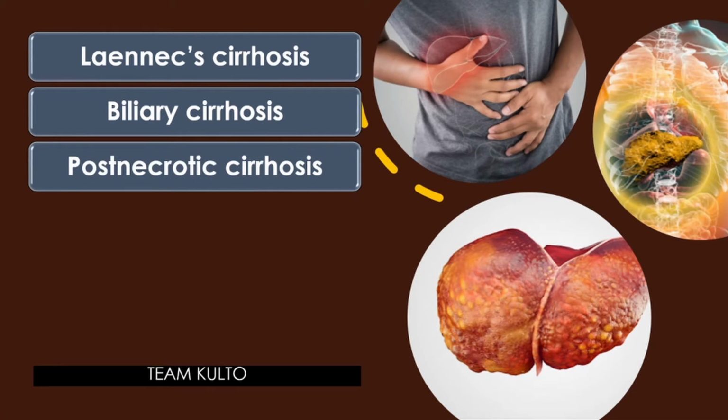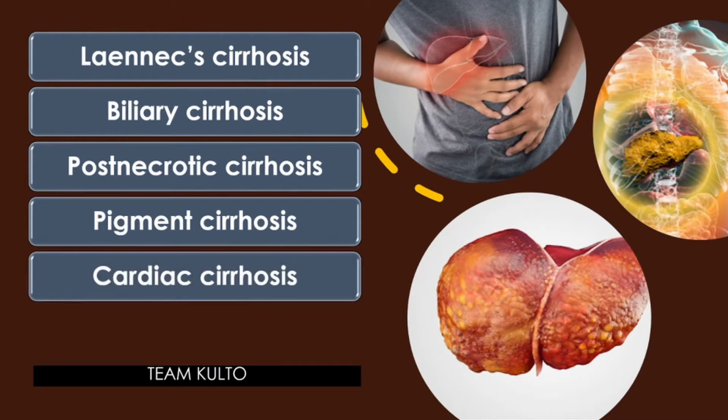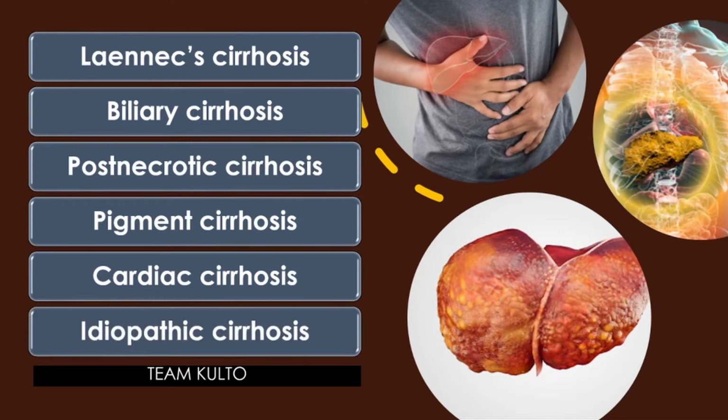Post-necrotic cirrhosis. Post-necrotic cirrhosis stems from various types of hepatitis. This is very linked to your hepatitis A, B, and C. Pigment cirrhosis. Now, pigment cirrhosis may result from disorders such as hemochromatosis. Cardiac cirrhosis. Cardiac cirrhosis refers to cirrhosis caused by right-sided heart failure. Idiopathic cirrhosis. Idiopathic cirrhosis has no known cause.